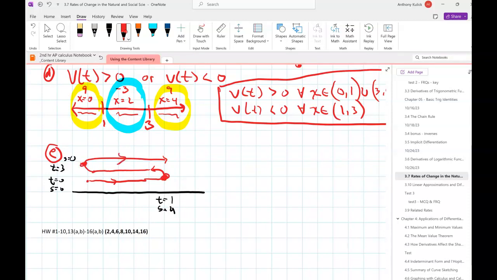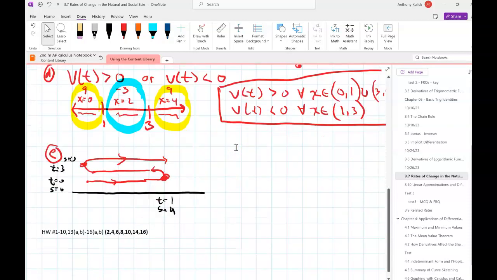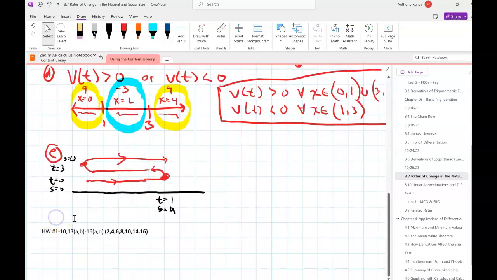Wouldn't have guessed. I thought we were going to draw a graph. Nah. F. Find the total distance traveled by the particle during the first 5 seconds.